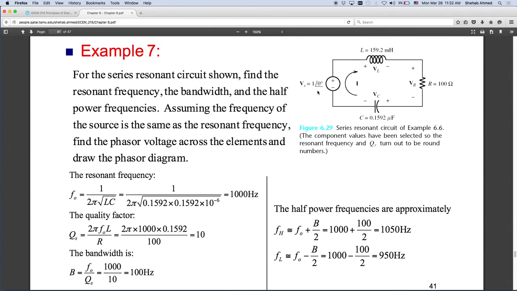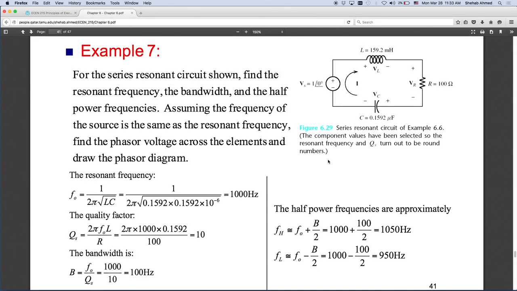It's equal to the input voltage divided by the resistance, which gives you the current. Then you take the current, multiply it by this 100 ohms, and that gives you the voltage across this element. You calculated the current on the way, because this voltage divided by this resistance is the current at the resonant frequency. So you take that current and multiply it by j omega L, and this will be the voltage across this element. And you multiply it by 1 over j omega C, and this will be the voltage across that element.